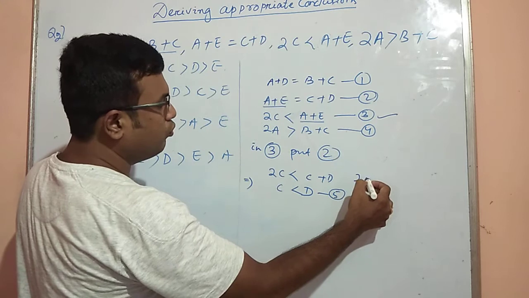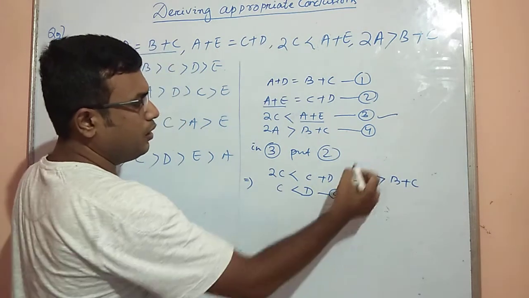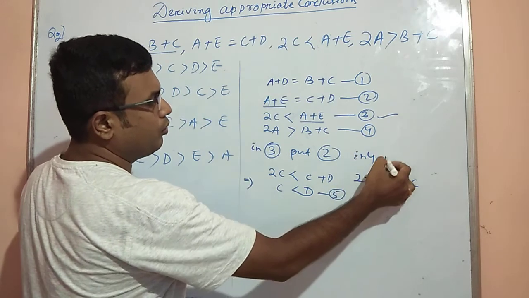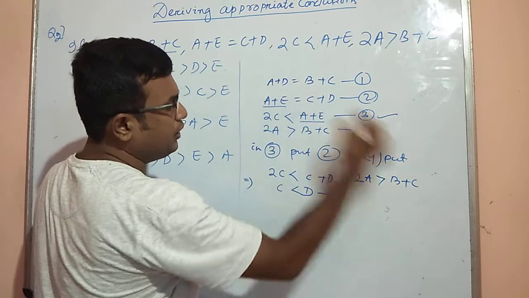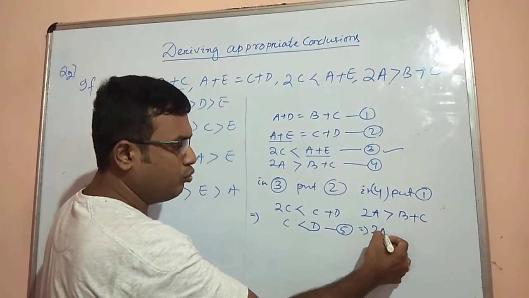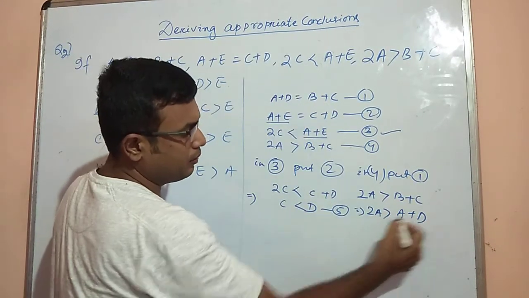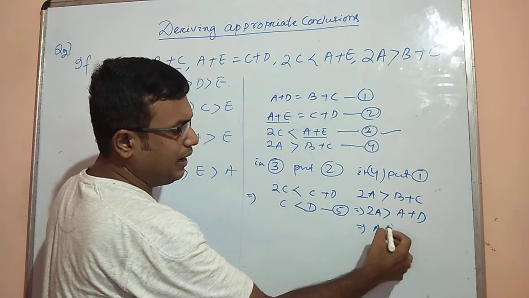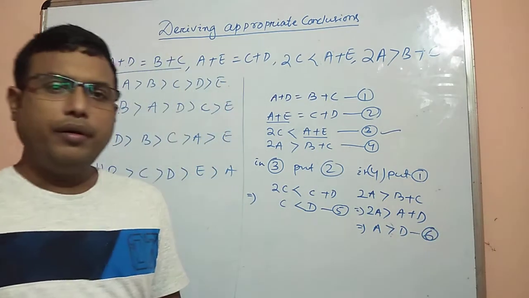Similarly, 2a is greater than b plus c. Now in 4 put b plus c, that means 1. Okay, that implies that 2a is greater than b plus c equals a plus d. That implies that a is greater than what? d. So this is your 6, right?